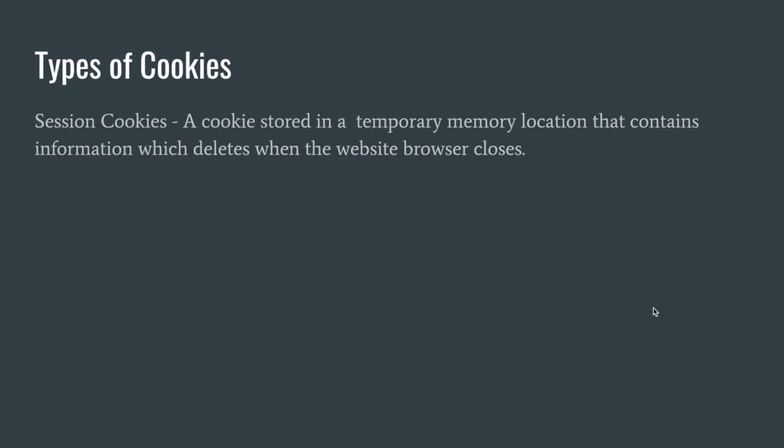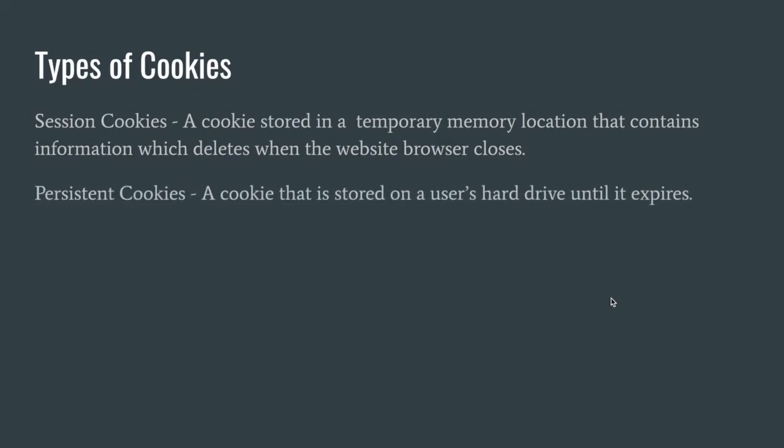The first type of cookie is session cookies, a cookie stored in a temporary memory location that contains information which deletes when the web browser closes. This means if you were to open a website and then close that tab later, all the information from that session would be deleted. The next type of cookie are persistent cookies. These are cookies that are stored in a user's hard drive until they expire. So if you were to close the tab and return to the same website, the information would still be there.